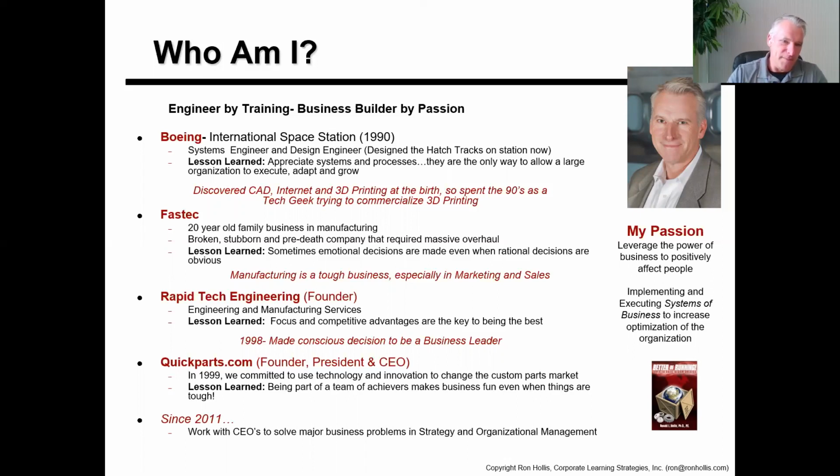Fast Tech was a manufacturing company. It's how I got into manufacturing. My passion is to make things. And it was a great opportunity there. It was a family business, and what was important about it was that emotional decisions are often made when rational decisions are obvious. That is so true, even in leadership. It's not just in a family business. You get in a situation where you let your emotions drive your behavior. Your emotions drive the people that you want to be around. And sometimes that does not equate to success.